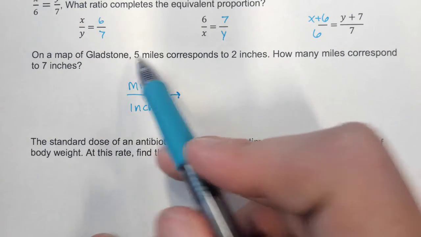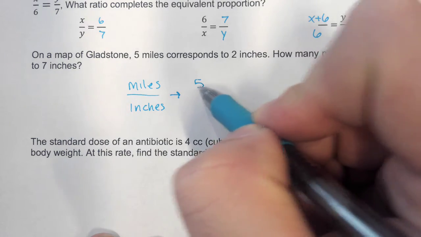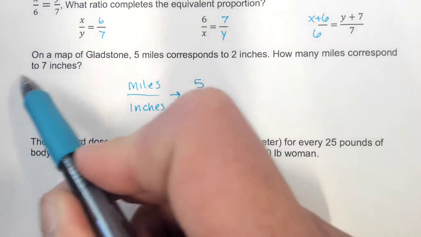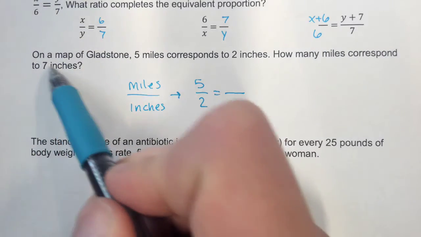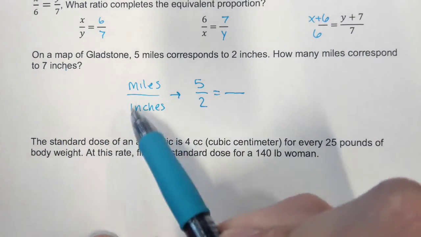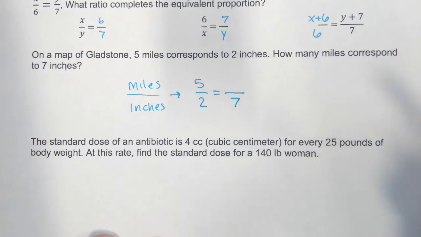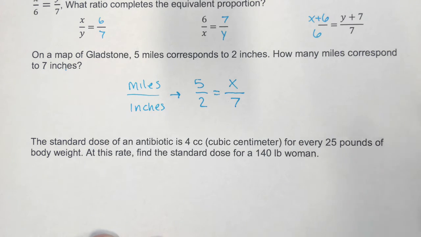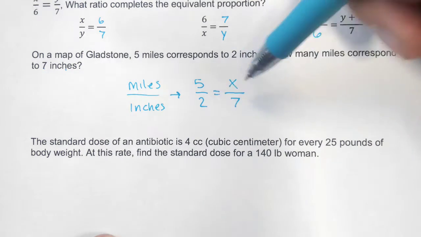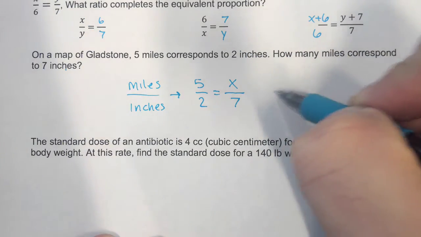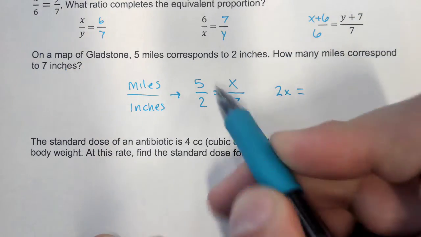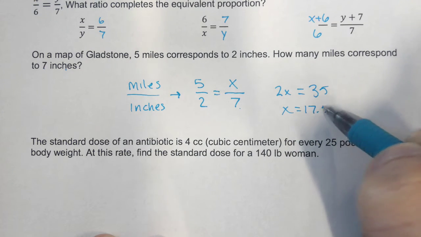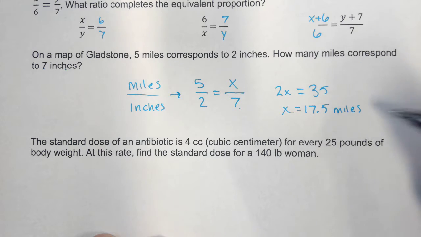All right, let's see. 5 miles is 2 inches. I want to know how many miles correspond to 7 inches. They give me 7 inches. Inches needs to go on bottom. So 7 would go here. I'm looking for how many miles. That's going to be my x. You know how to solve proportions. We did it yesterday. We cross multiply. 2 times x is 2x. That's equal to 5 times 7. That's 35. That means x equals 17.5 miles.